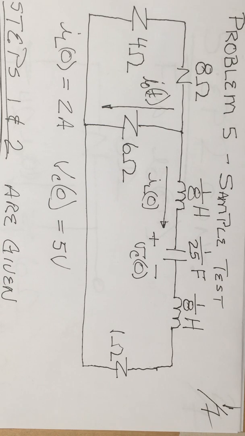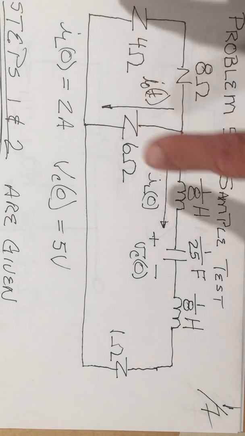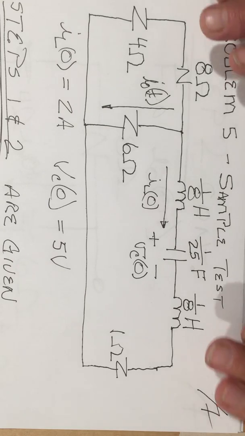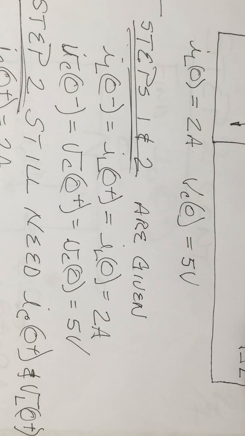Notice I have 2 inductors here. I will ultimately put those 2 together. But since they're all in a series circuit here, that means 2 amps is going through this series circuit. And then it divides up and splits and then comes back and goes into a series circuit again. So basically, like I said, step 1 and step 2 are given. IL0 minus equals IL0 plus equals IL0, which is 2 amps. And VC0 minus equals VC0 plus equals VC0, which is 5 volts.